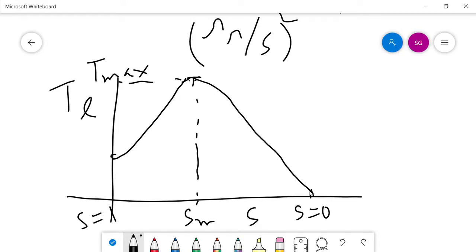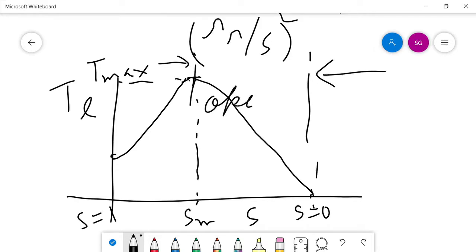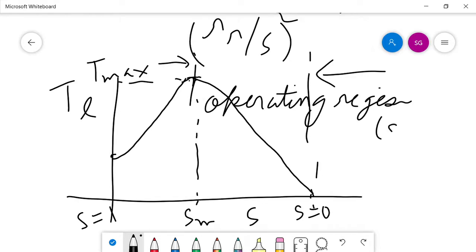So normally this is the operating region of the three-phase induction motor. This is also called the stable region. And this region is the unstable region.